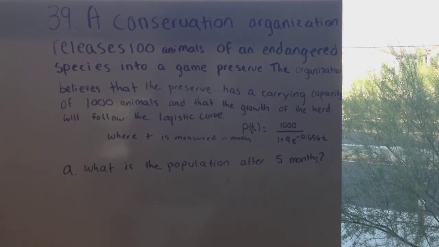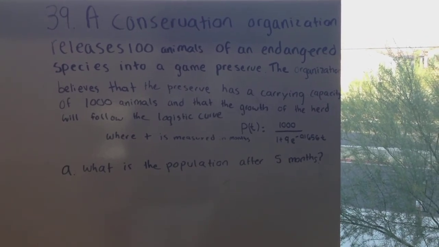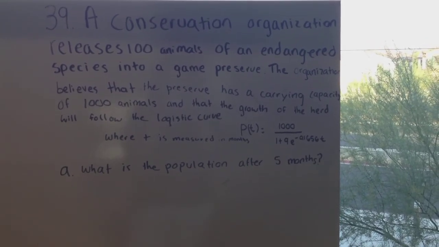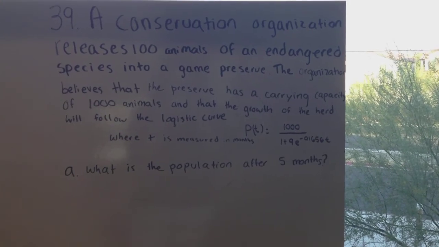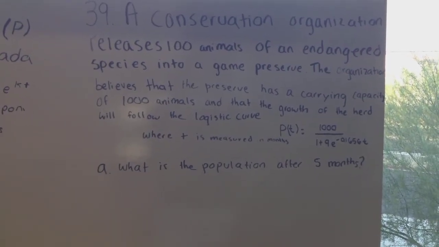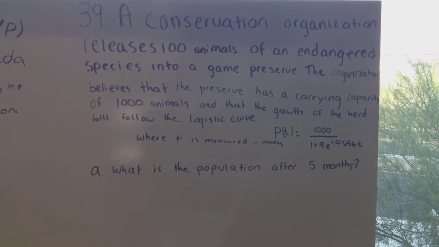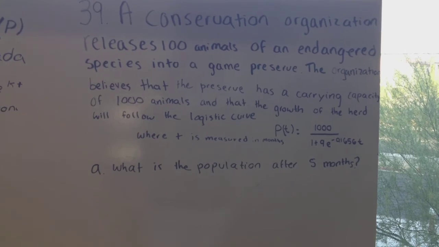So the next problem is problem 39. A conservation organization releases 100 animals of an endangered species into a game preserve. The organization believes that the preserve has a carrying capacity of 1,000 animals, and that the growth of the herd will follow the logistic curve.